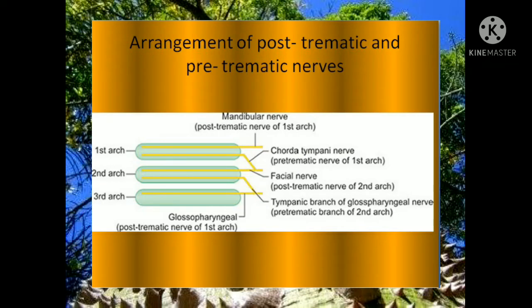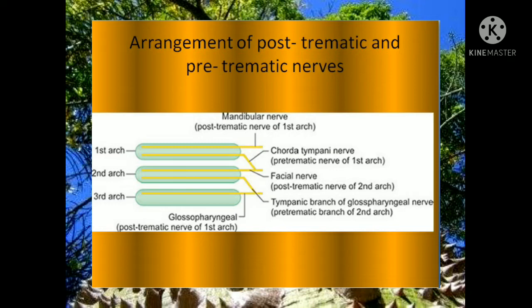In addition to supplying the skeletal muscles of the arch, it supplies sensory branches to the overlying ectoderm and the endoderm. In some lower animals, each arch is supplied by two nerves. The nerve of the arch itself runs along the cranial border of the arch. It is called the post-trematic nerve of the arch.